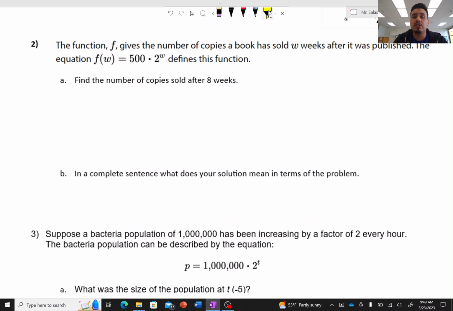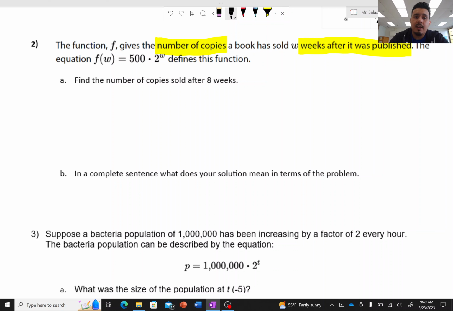So I know that they're talking about the number of copies and then weeks after it was published. So those are the two main things that I got to figure out: the number of copies and the number of weeks after it's been published. Okay, so now it says find the number of copies sold after 8 weeks.